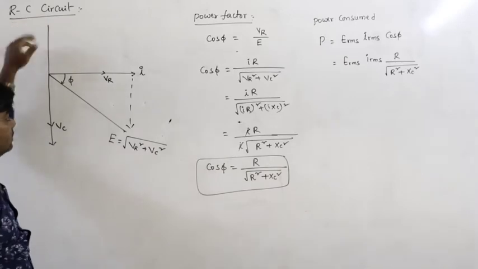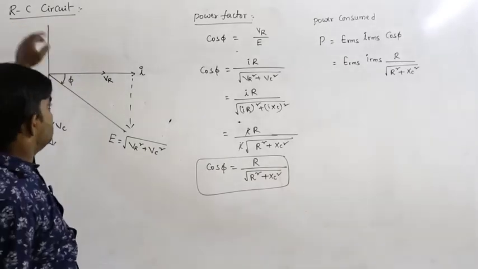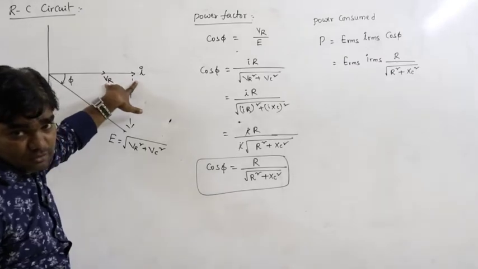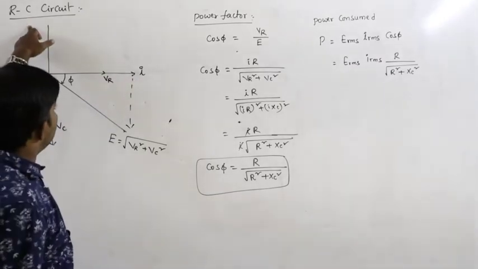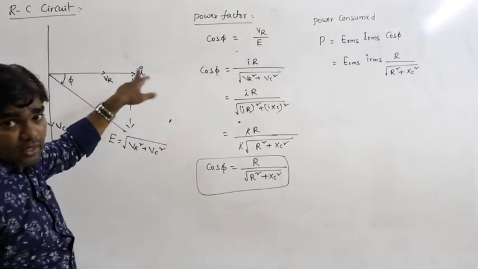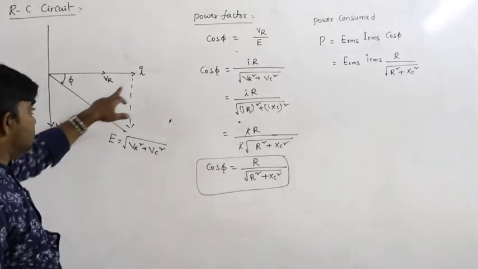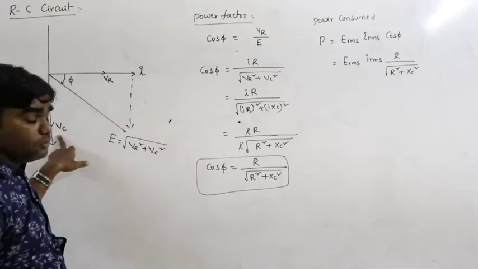Resistor and capacitor. In case of a resistor, there is no phase difference between potential and current, that's why potential and current must be in the same direction. But in case of a capacitor, the phase difference between current and EMF is 90 degrees. That's why this is current and this is potential.